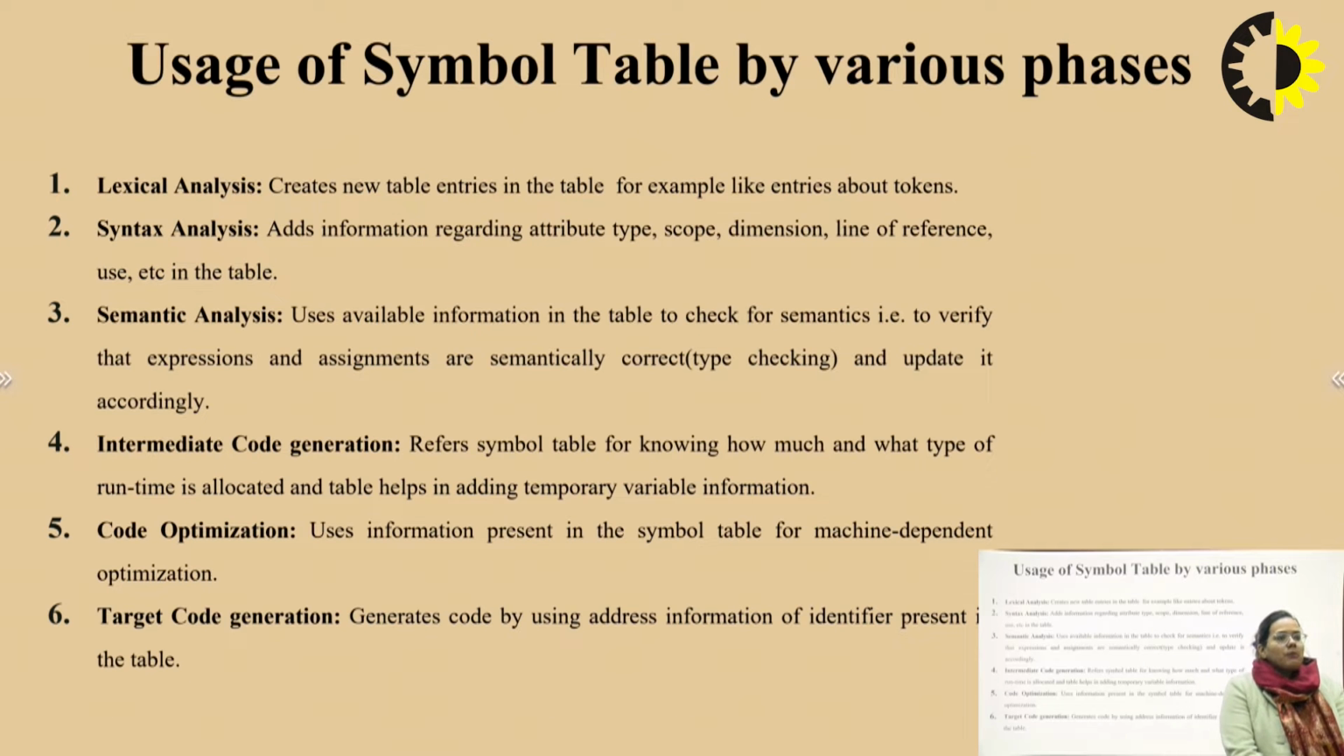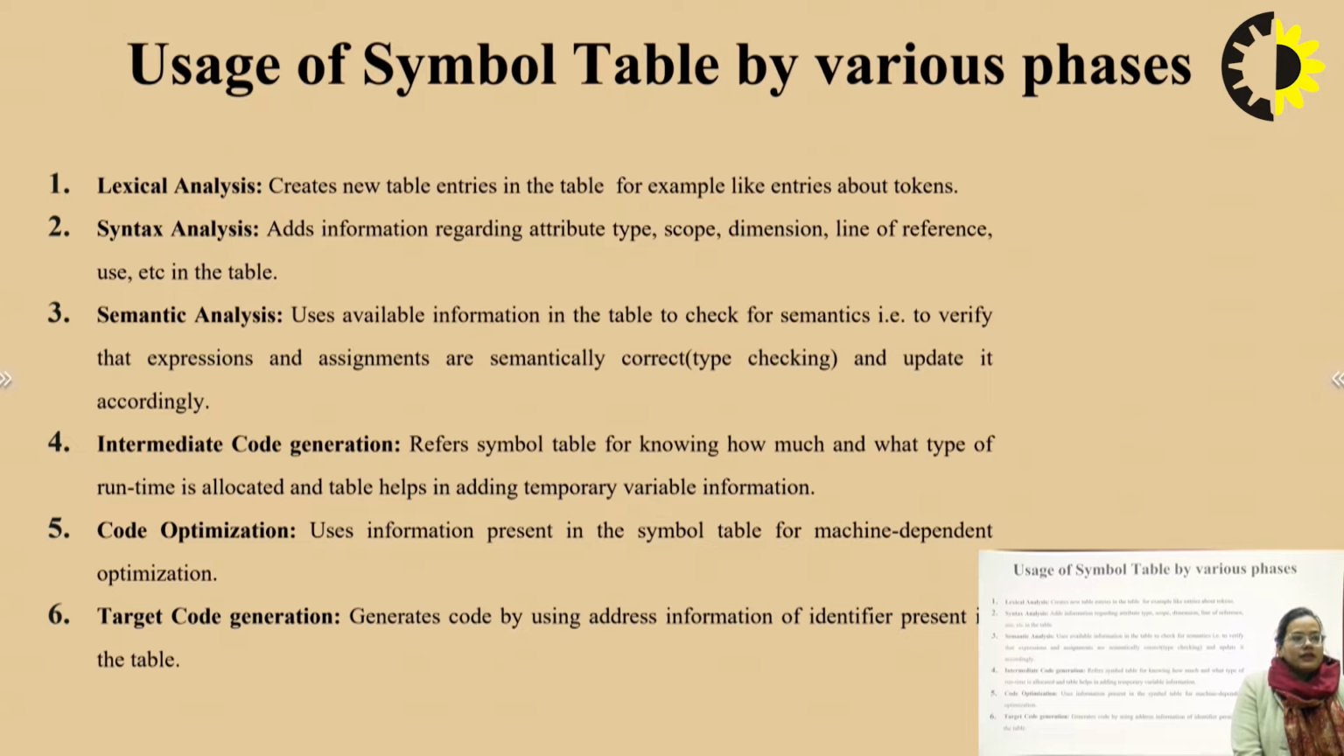So, the uses of the symbol table by various phases. First of all, in the lexical phase, the symbol table is used to create new entries in the table, for example entries about tokens. As we know, in the lexical phase we create tokens. Now the second is the syntax analysis phase. In the syntax analysis phase, the symbol table adds information. We have to add information regarding attributes, type, scope, dimension, line of references, and uses, etc.